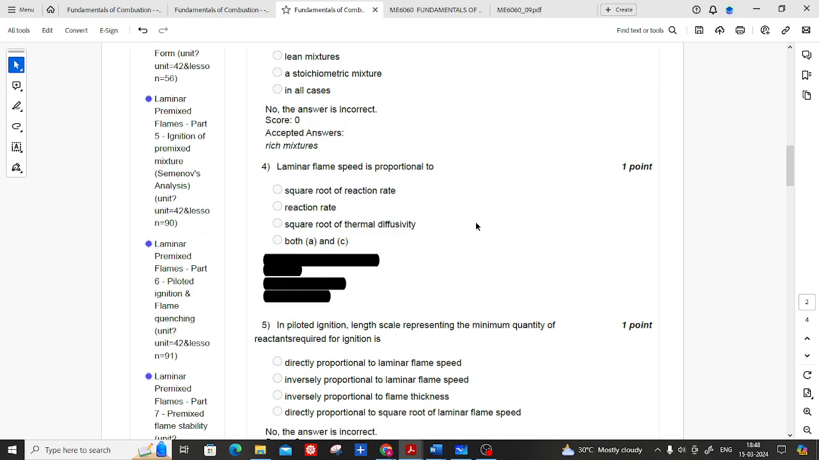Okay, question number 4. Laminar flame speed is proportional to... Sir, B and C, A and C. A and C. Okay, someone else? Can someone else please answer?